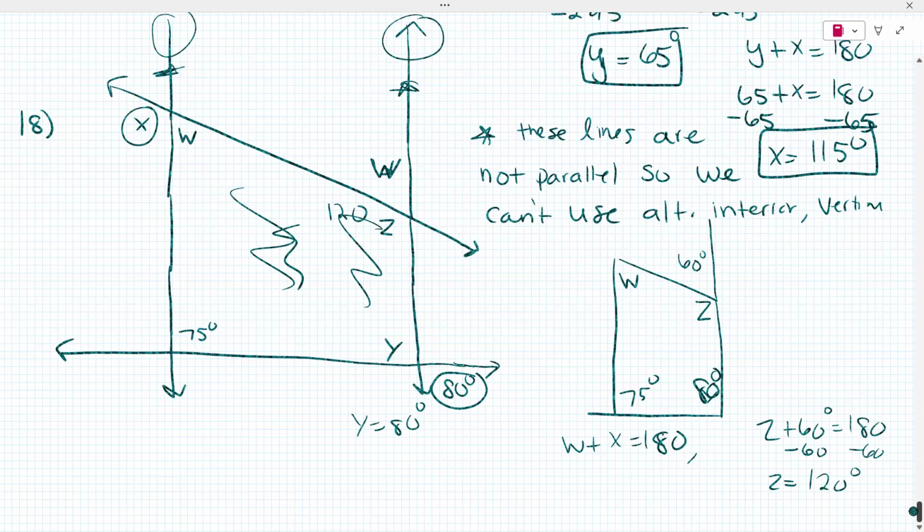I think W will be 85. Yes, I think W is going to be 85. So if you add up W plus X, it's going to be a straight line, so that's going to equal 180. And why do I say W is 85 degrees? How did I know that W is 85 degrees?